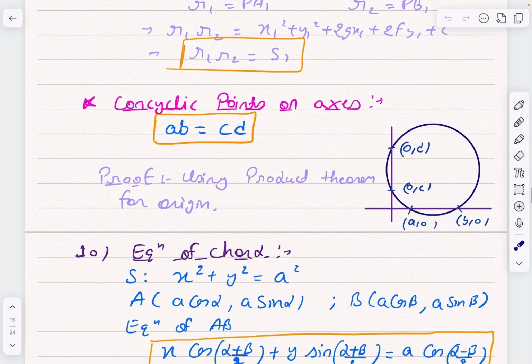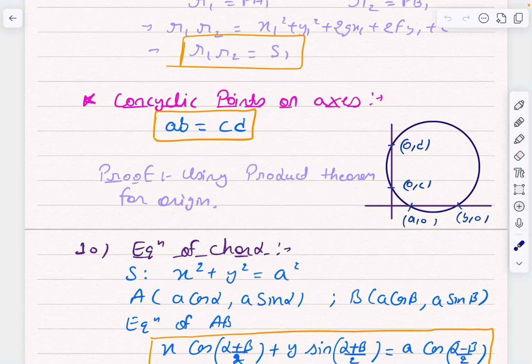Okay, one application of this, concyclic points. Say we have a circle which intersects the x-axis at points A(a,0), B(b,0) and the y-axis at points C(0,c), D(0,d). So what relation do we have here? AB will always be equal to CD. The product of x-intercepts will always be equal to the product of y-intercepts. You can easily prove this using the power of a point theorem for the origin.